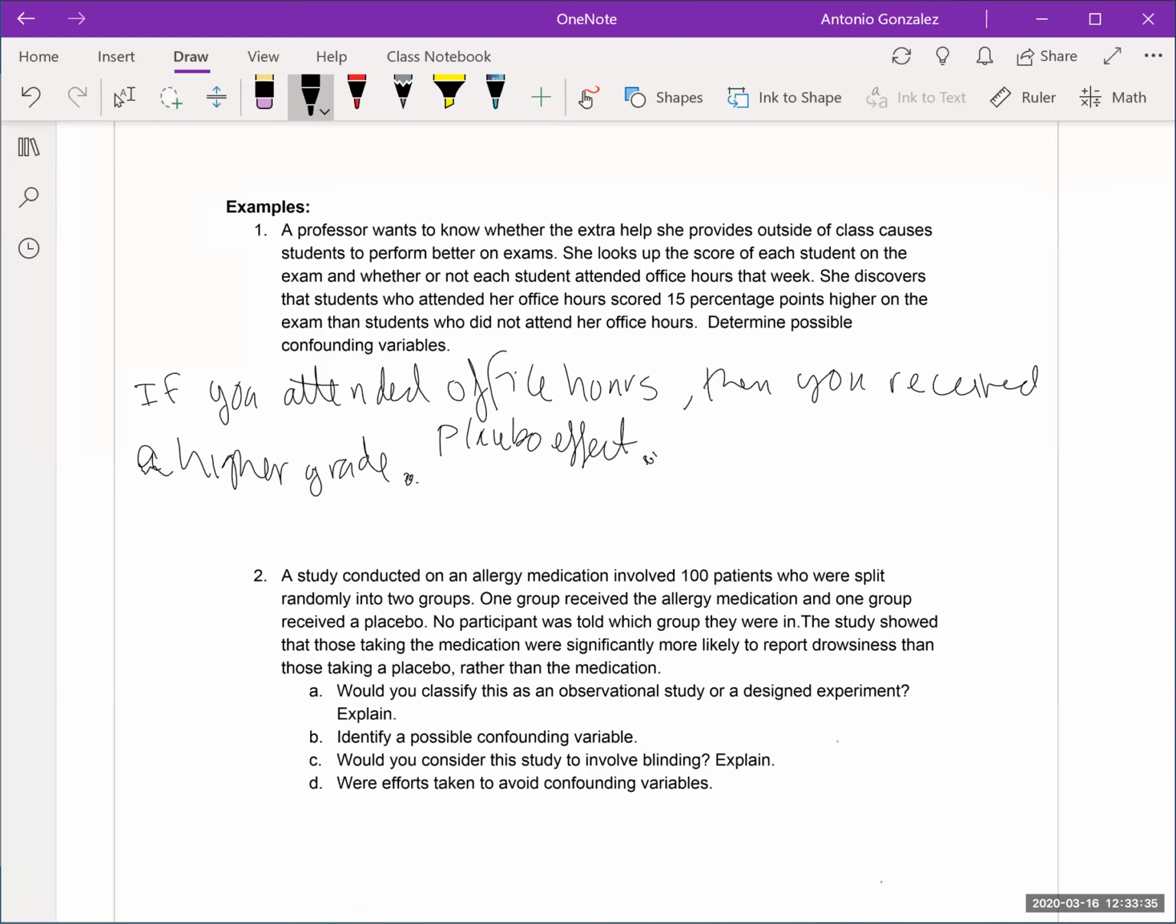Okay, so one thing I do want to add to this is, well, double-blinded would be a type of experiment. Well, we'll get to that in a second in part 2.